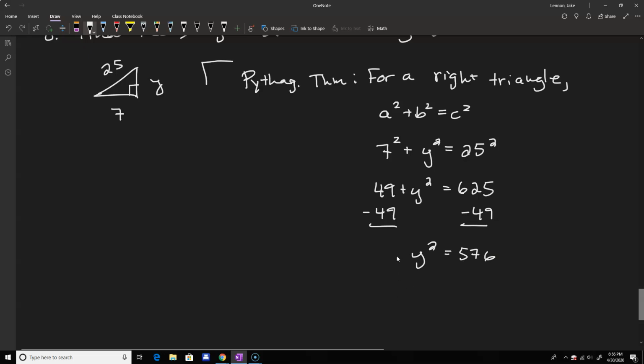So you can take the square root of both sides, since everything is positive here, and we end up with y is equal to 24. That would be the value of the missing side in this problem. So just plug everything into the Pythagorean theorem since it's a right triangle, and make sure that your hypotenuse is the one all by itself, replacing c.